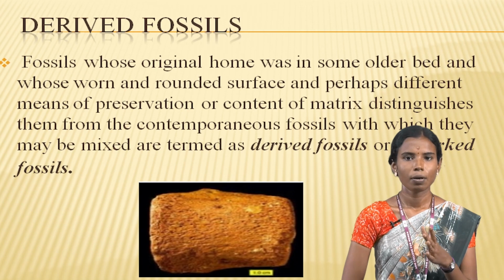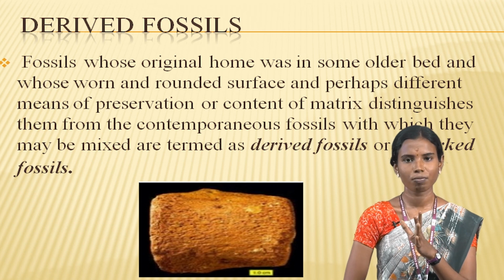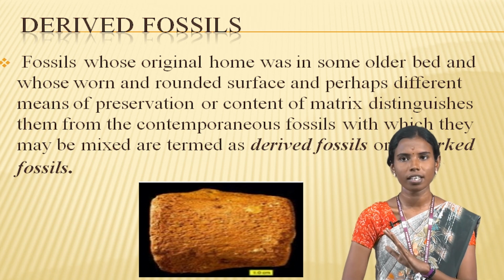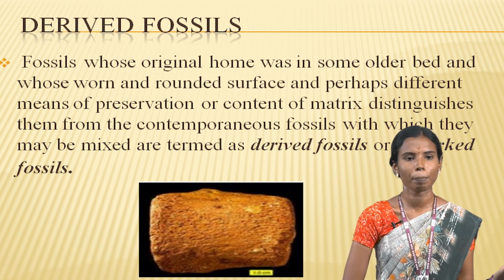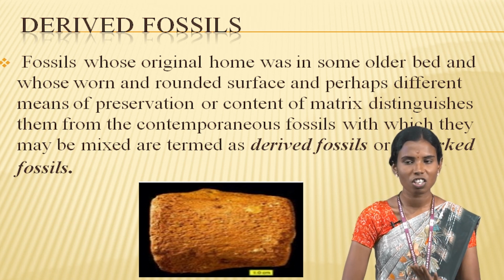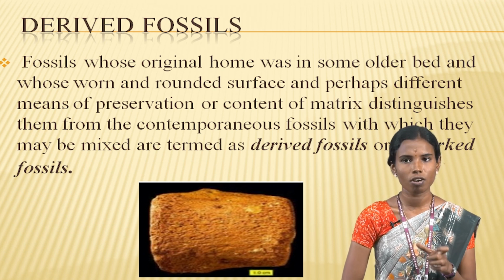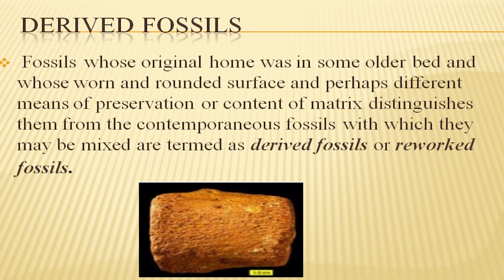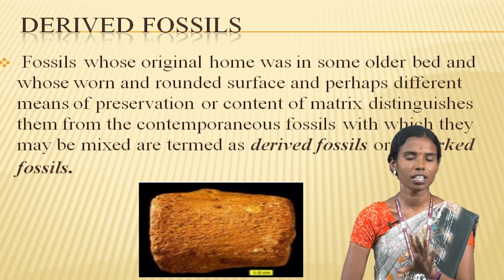Next we will see about the derived fossil. So what is a derived fossil? A derived fossil is like a guest. It is formed in one formation and derived from that into another formation. It is a fossil whose original home was in some older bed, and whose own rounded surface, and perhaps different means of preservation or content of matrix, distinguish it from the contemporaneous fossils with which it may be mixed. It is termed a derived fossil or reworked fossil. So a derived fossil's home was somewhere else, and it is now present in some other formation.